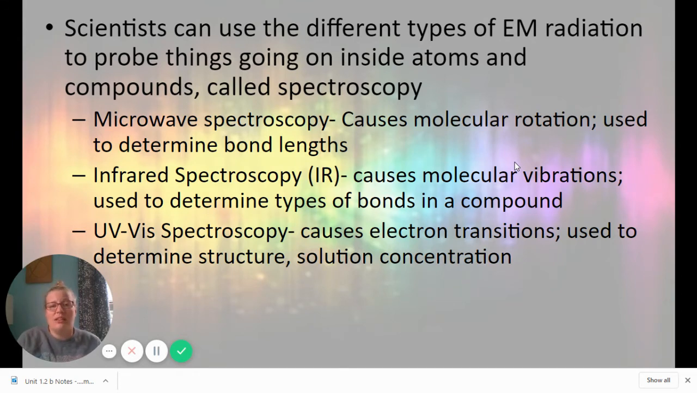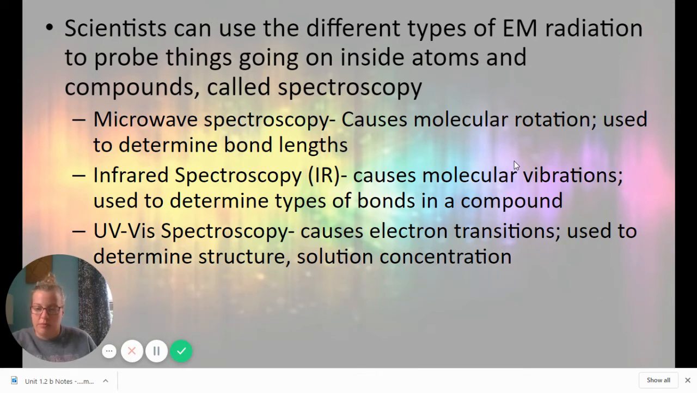And actually, if you guys have used our Spec 20s, with the molarity last year, if you remember, if you used the Spec 20 before, you can use that to determine solution concentration. So we shoot a sample of radiation through a particular cuvette, if you remember the term, and then it'll tell us how much of the light gets through the sample, and then we can figure out the molarity of a particular solution, which is kind of cool.